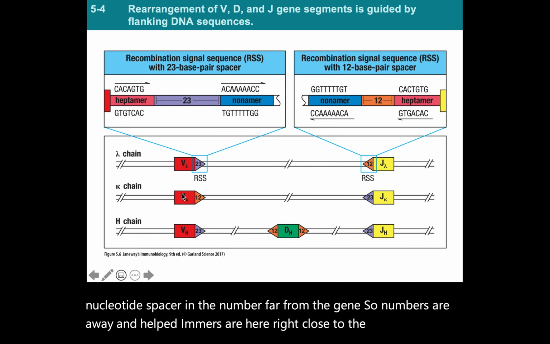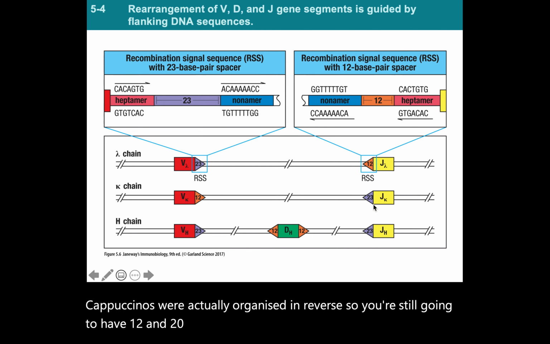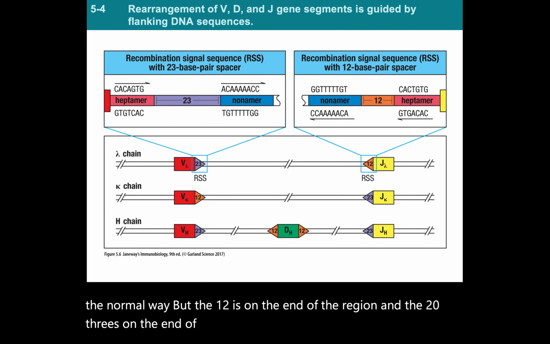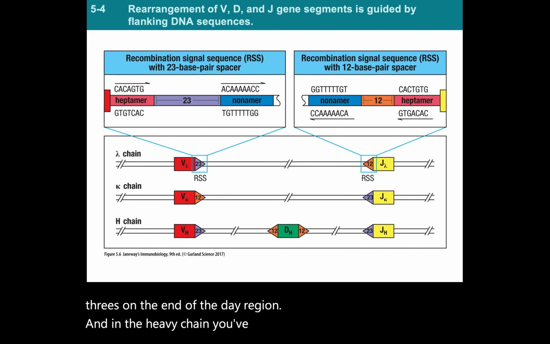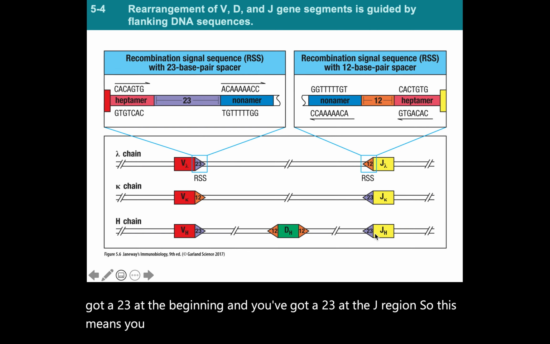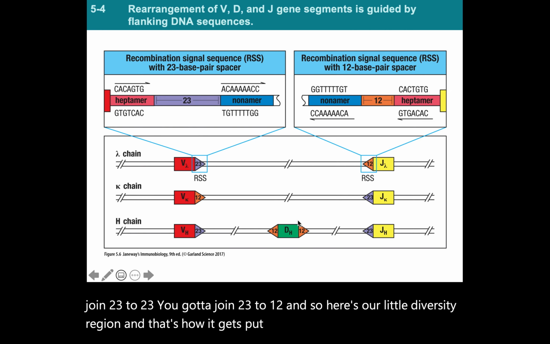Now the kappa chains are actually organized in reverse. So you're still going to have 12s and 23s, and they're still going to join together in the normal way. But the 12 is on the end of the V region, and the 23 is on the end of the J region. And in the heavy chain, you've got one further permutation. You've got a 23 at the beginning, and you've got a 23 at the J region. So this means you can't just join V to J on a heavy chain, because you can't join 23 to 23. You got to join 23 to 12. And so here's our little diversity region, and that's how it gets put in there, because it's got a 12 on either end.